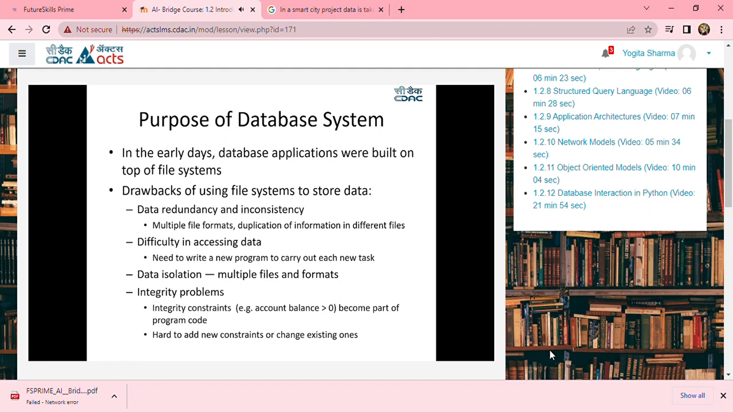Now, difficulty in accessing the data. I have more data which has been kept in silos, so capturing or accessing that particular data would be difficult. Data isolation: the head office might be maintaining the data in one particular format and the branch offices in some other format. Then integrity problems. The integrity constraints become about how to integrate with different data sources or different databases. That is another constraint.